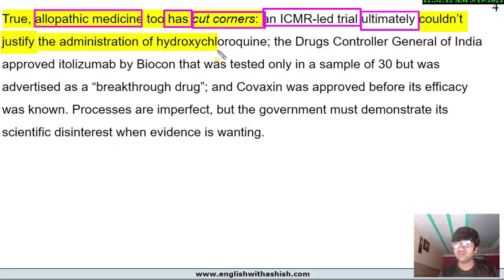The administration of hydroxychloroquine, right? This is why we're calling it cut corners. We're saying it too has cut corners because the Indian Council of Medical Research led trial ultimately could not justify the administration of hydroxychloroquine, right? Which is a drug used to cure malaria, I guess, right?